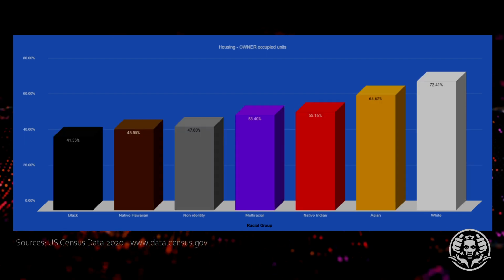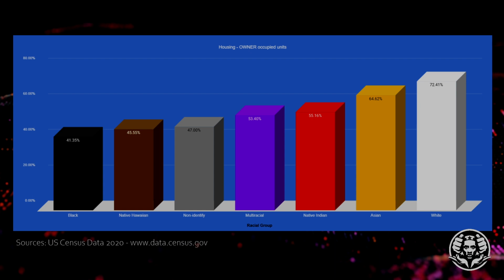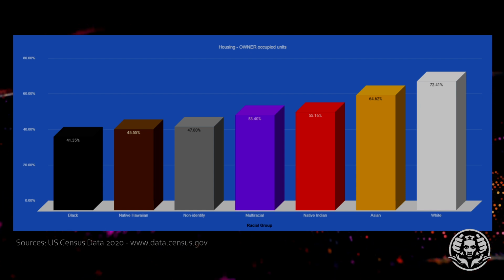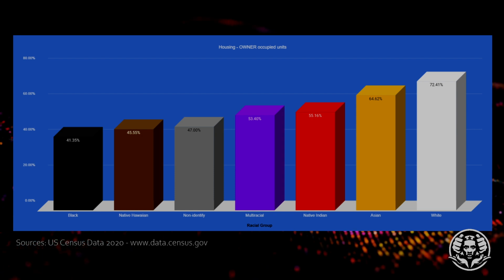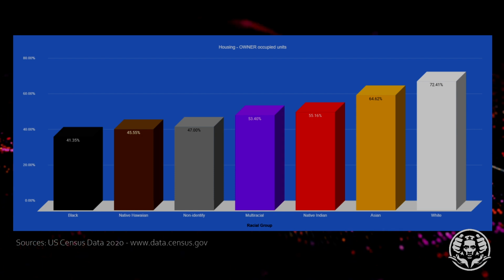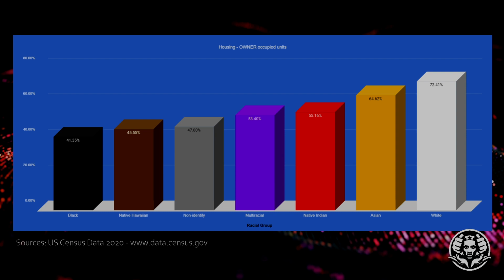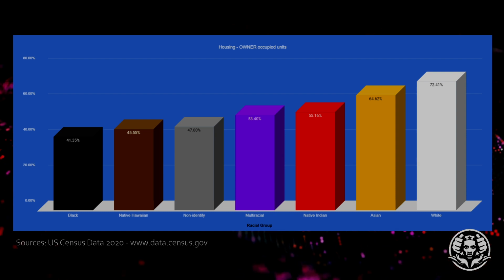And the final metric I want to look at is housing. And this is the percentage of the group that are owners, that are homeowners, basically. And as you can see, once again, Black Americans are right there at the bottom. Right there at the bottom.